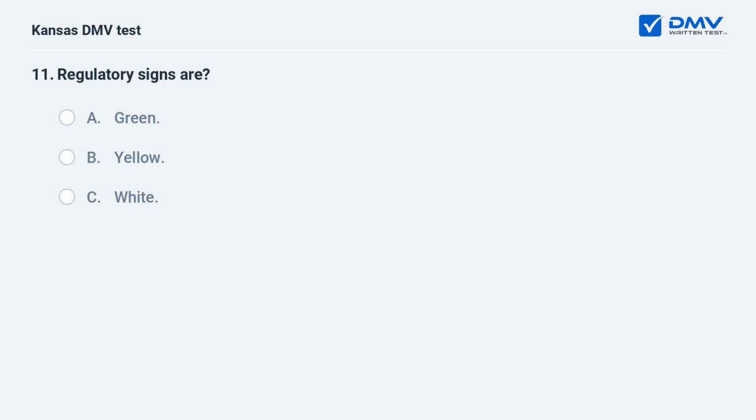Regulatory signs are A. Green, B. Yellow, C. White. C. White.